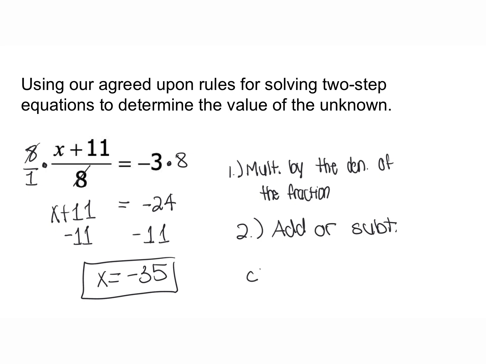And let's just check this. So we have negative 35 plus 11 over 8. Negative 35 plus 11 is going to be negative 24 divided by 8, which is going to be negative 3.